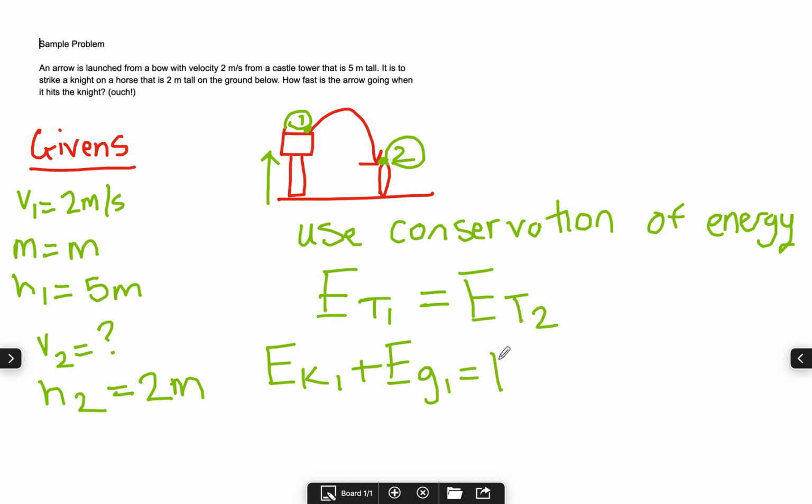Similarly, at position 2, we have kinetic energy and potential energy. Even if any of these are ever 0, and in this case they're not, if there's ever a situation where one of these values is 0, I still want you to write EG2 here, even though the value might be 0.